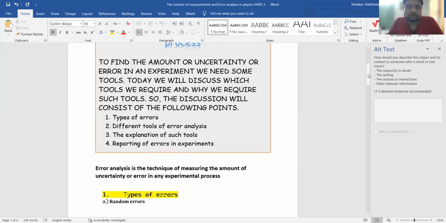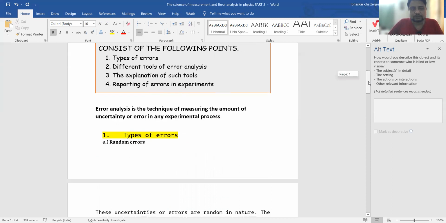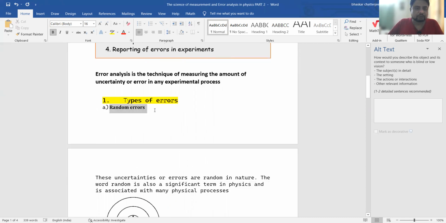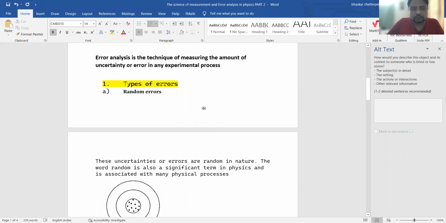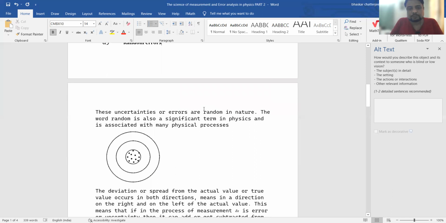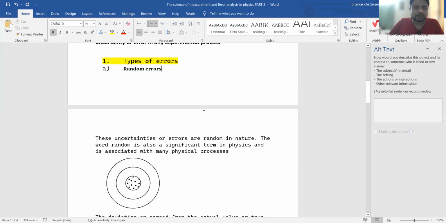We will discuss some tools of error analysis that we use in every experiment and every kind of experimental or data analysis process. Let us first learn the types of errors, and then we can have an idea how to deal with these quantities. Errors are classified in two major categories. One is the random error, another is the systematic error. Let us consider random error first.